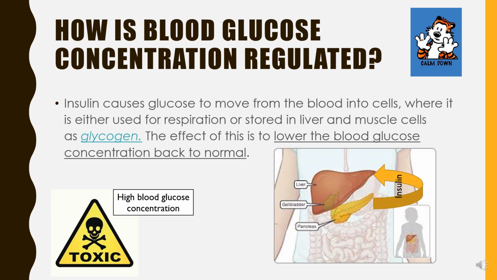The pancreas will release insulin, and the target organ is the liver. The insulin tells the liver to convert the glucose that's in the blood passing through the liver into glycogen, which is the insoluble compound used for storage.